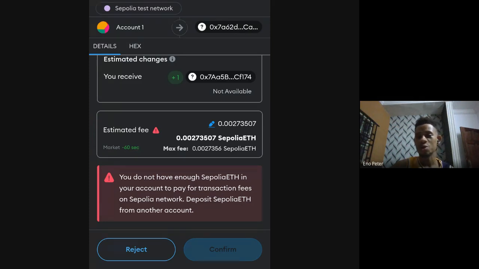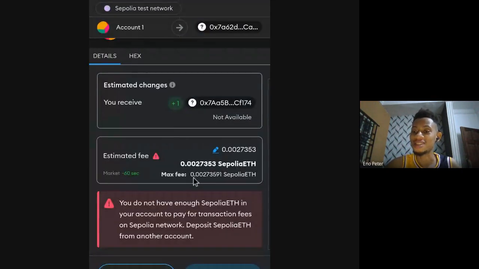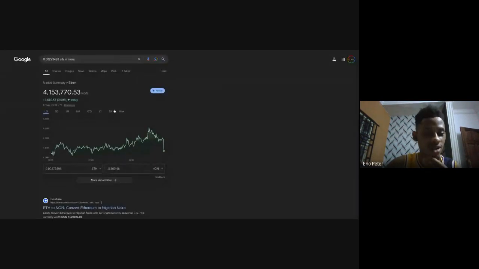Oh my goodness. So I'm using the testnet to deploy this actually. Let me show you guys something cool. I'm using the testnet to deploy the smart contract here. And on the testnet, the MetaMask screen for approving the transaction says that the cost to deploy this smart contract is this amount of Sepolia ETH, but this is the test network, so that's not bad. So I took that amount of Ethereum and Google searched the Naira equivalent. And it turns out that deploying that smart contract is 4 million Naira.